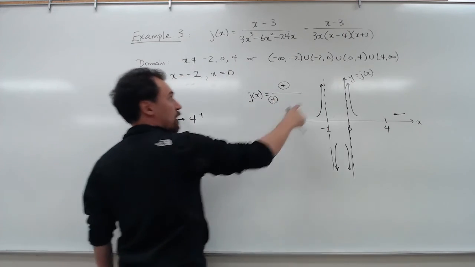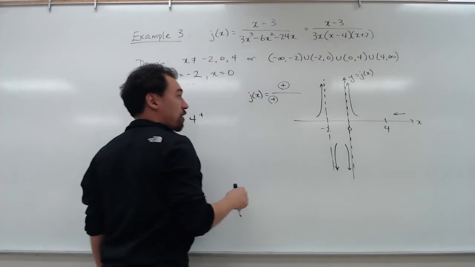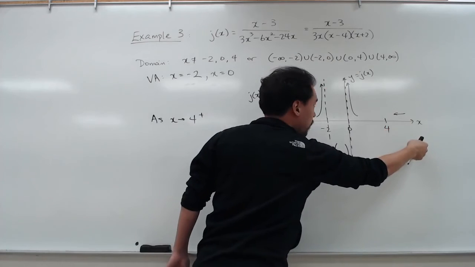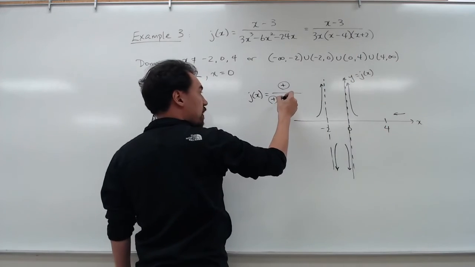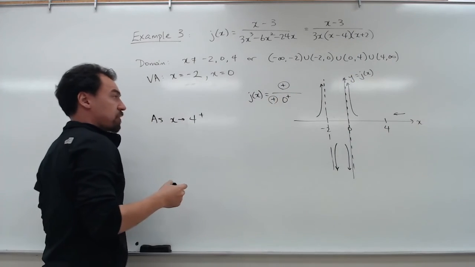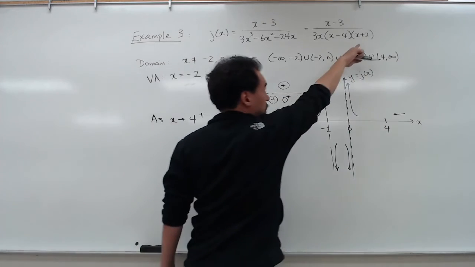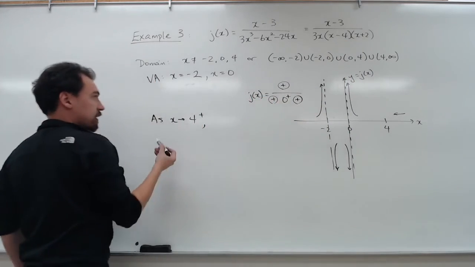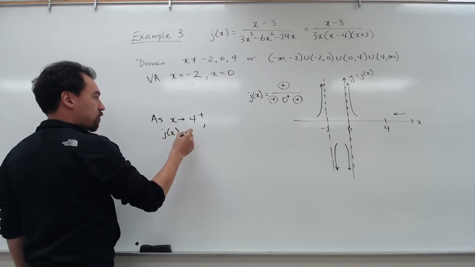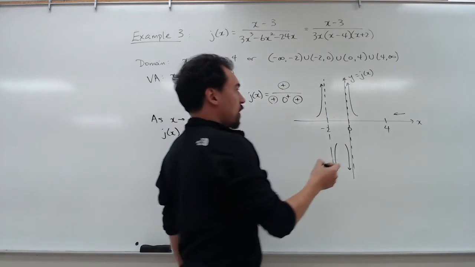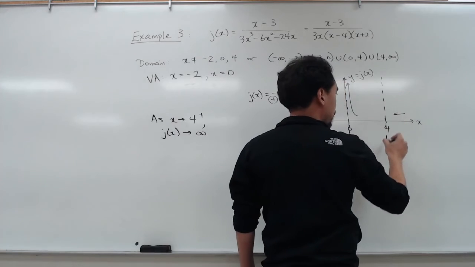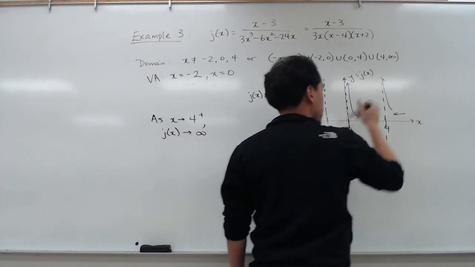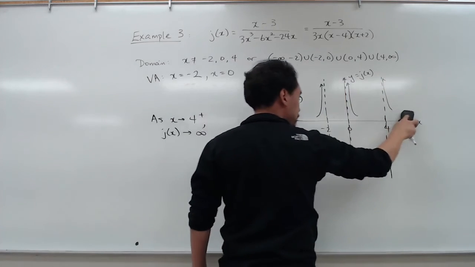Close to 4 minus 4 is close to 0, but I'm a little bit bigger than 4. Subtracting 4 leaves me a little bit bigger than 0. Then close to 4 plus 2 is close to positive 6. Overall positive tells me j of x goes toward positive infinity. So I'm going to slap down a vertical asymptote right here and go up toward positive infinity.